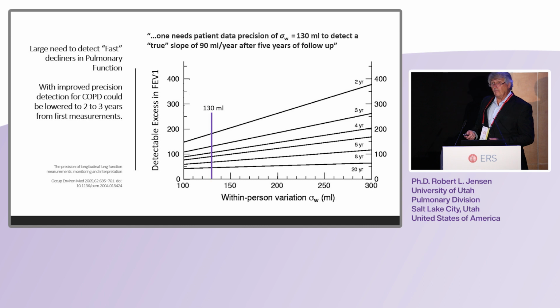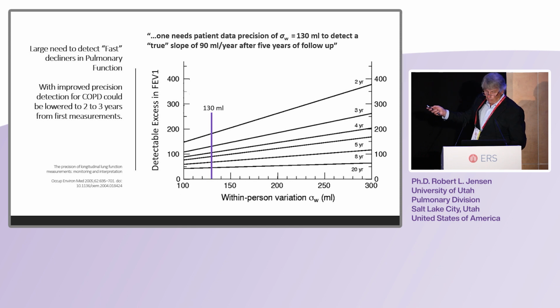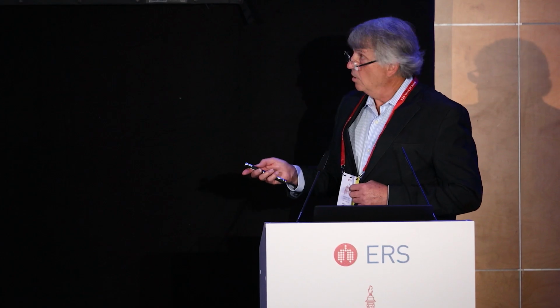Lastly, oftentimes we're asking the question, how long between tests do we have to wait before we can detect a significant decline in a patient's lung function? Now, using an example here from a paper in 2005, we see that at 130 mLs variation from test to test in the same patient, and that includes all that noise that's generated by the instruments themselves, we have to wait approximately 5 years before we can see those fast decliners, those 90 mLs per year decliners. So we're kind of stuck here.